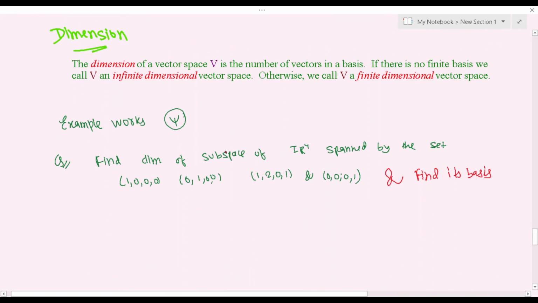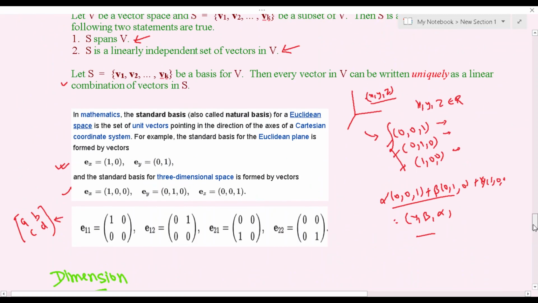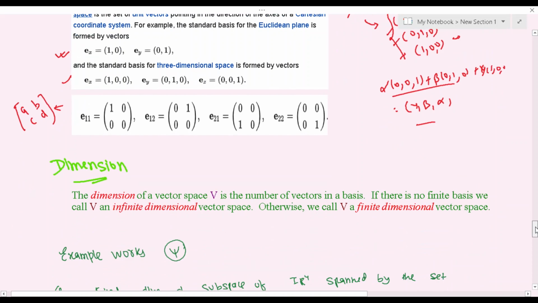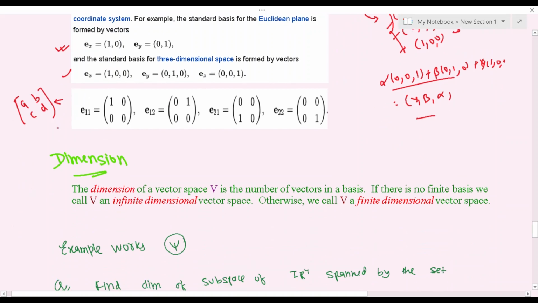After basis we will define the dimension. The dimension of a vector space V is the number of vectors in the basis. In the case of the 3D plane, we have 3 vectors in the basis, so its dimension is 3. In the case of 2D we need 2 linearly independent vectors, this is the standard basis, so its dimension is 2, and in this case its dimension is 4.